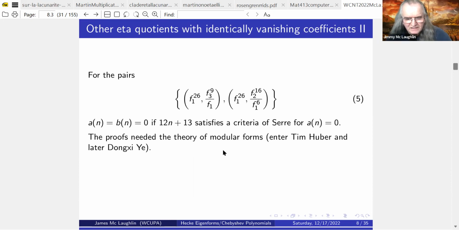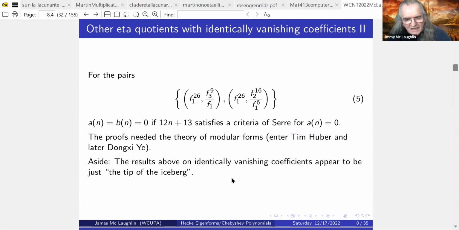Now, this needed the theory of modular forms, and so I didn't know at the time how to prove these things, so I did what I usually did, which was email a group of people I went to grad school with and published with, keep loosely in contact with them, to ask them. And Tim Kuber asked if he could contact a collaborator of his, Dongxi, and he did, and eventually we were able to prove all these results.